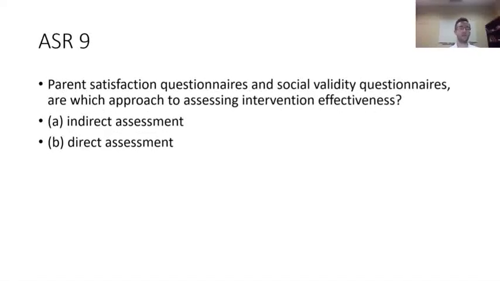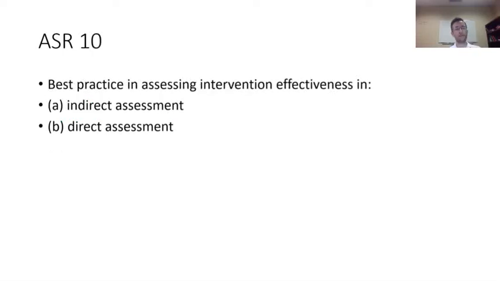ASR 9, parent satisfaction questionnaires and social validity questionnaires are which approach to assessing intervention effectiveness? A. Indirect assessment, or B. Direct assessment? A couple more seconds. Alright, I'll close the poll, and the answer is A. Indirect assessment.